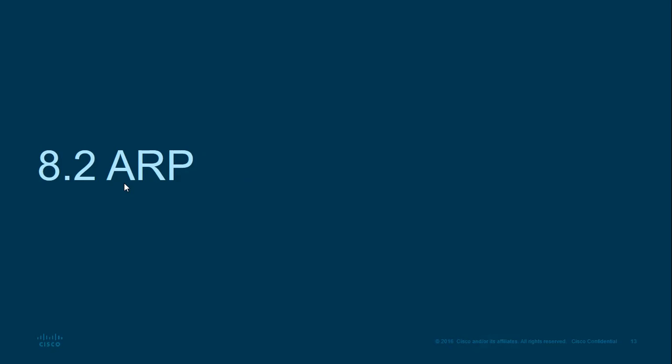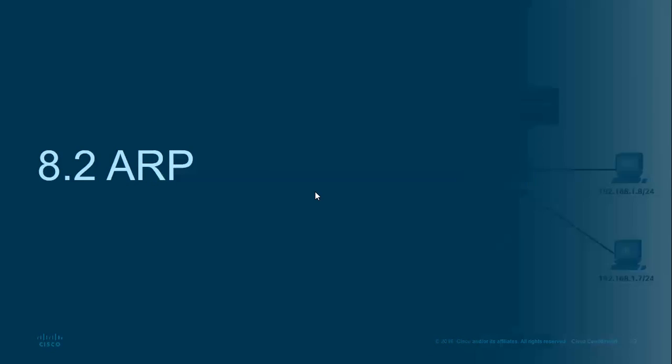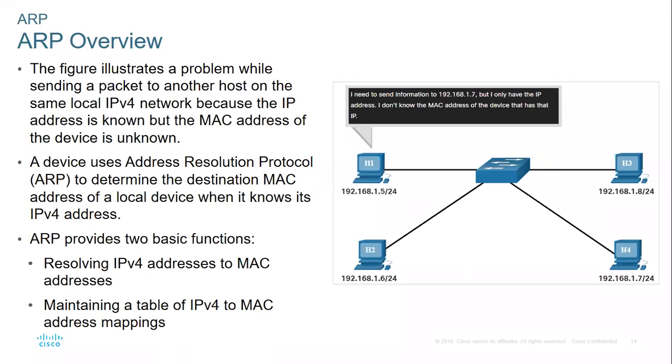ARP, this is address resolution protocol. Now, what is the concept or the idea behind ARP? This is a local area network, and this is a switch. We use the switch to connect computers. Since this is a local area network, for these devices to communicate, they use MAC addresses.